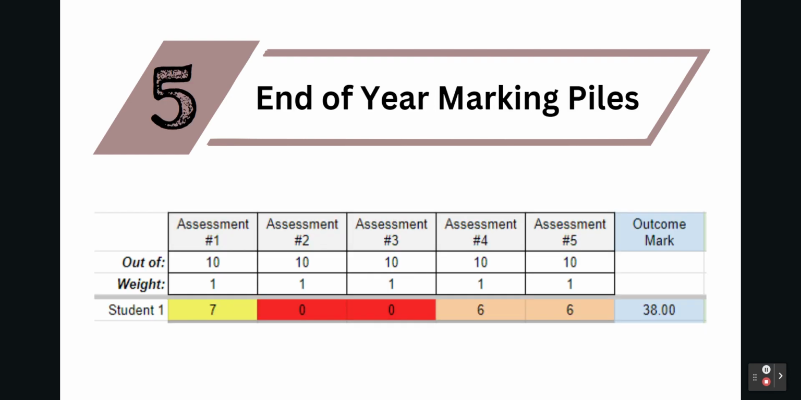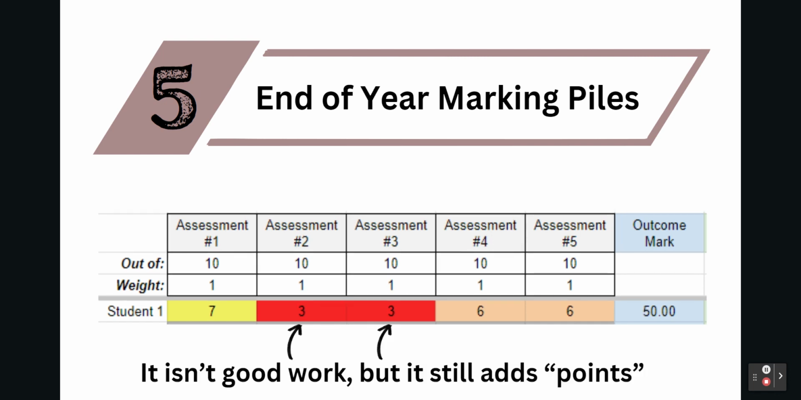Number 5, end of year marking piles. The end of a semester can often mean a lot of extra marking as students hand in work. When missing work is entered as a 0 in a mark program, then even if a student hands in anything, even very poor work, their mark will still go up. This is because in a point scoring system, anything above a 0 still helps.